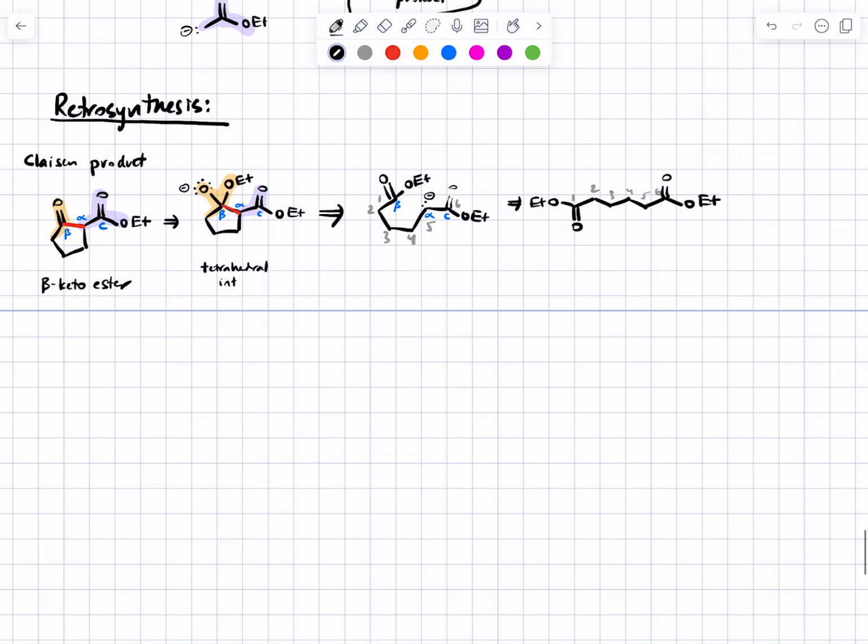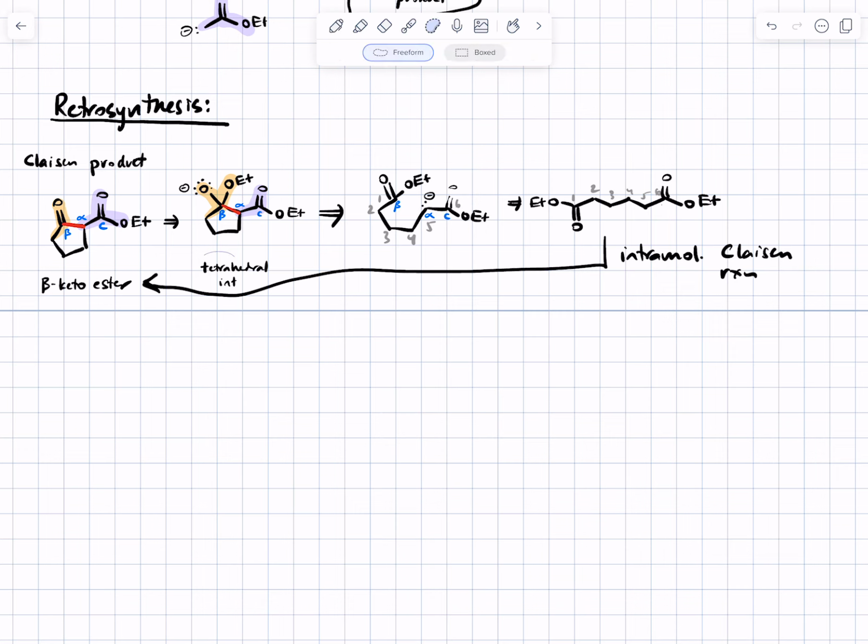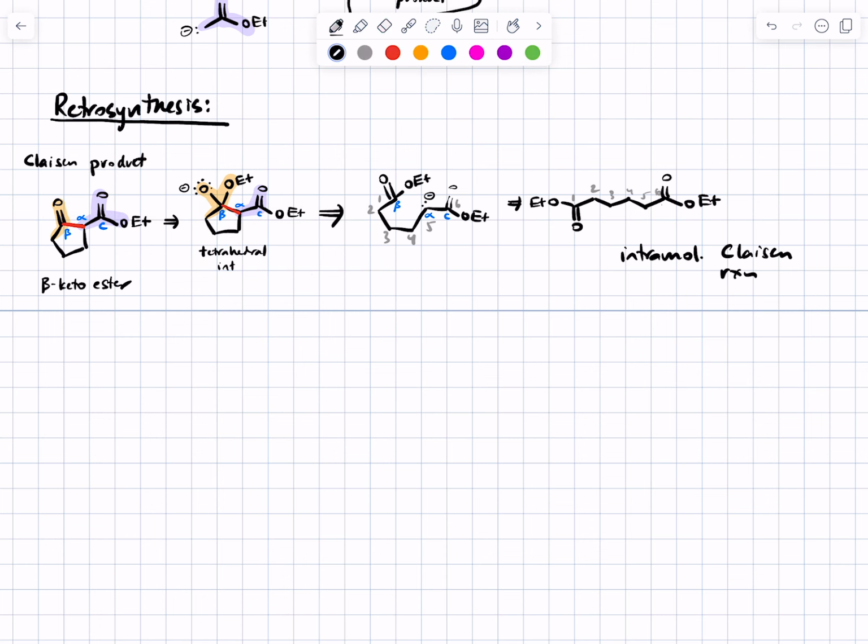What we did actually was think backwards through an intramolecular Claisen reaction. Going from this starting material to this product is an example of an intramolecular Claisen reaction. In the text, I think that's given a name. It's called the Dieckmann condensation, but you don't necessarily need to know that name, and the name may not help you. It's simply an intramolecular Claisen reaction.